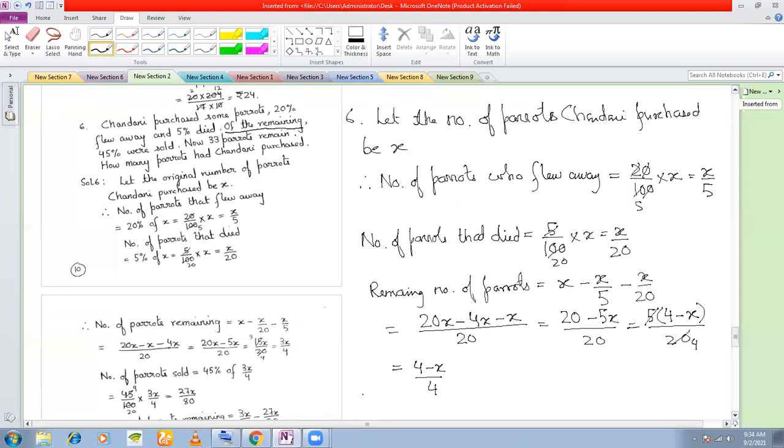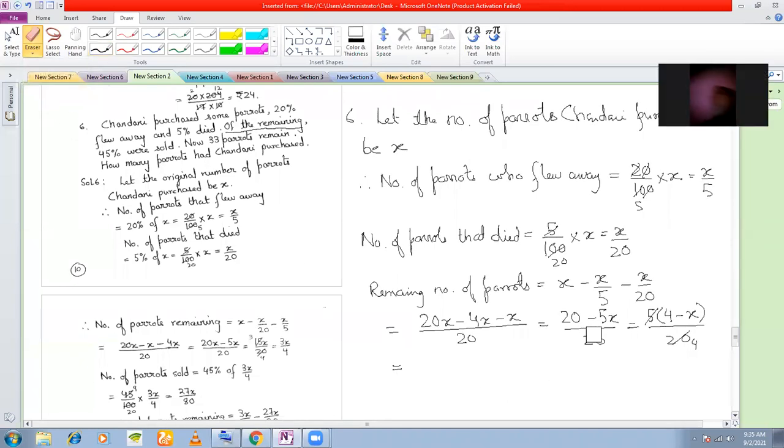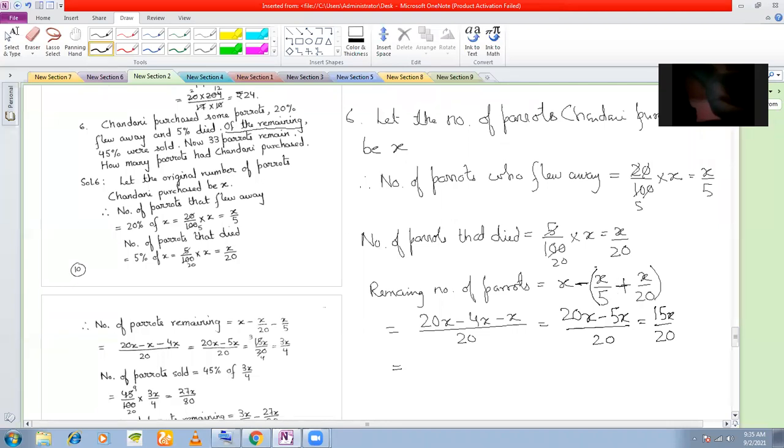Okay. So this is what you are getting. Sorry, I made a mistake. Sir, I am saying that parrots that flew away is x by 5, and parrots that died is x by 20. So we will add them, no? And then minus from x. It is the same. You can write it this way, or you can put brackets. You can do it this way also. It is the same thing. You understood? Here, see, you are adding here.